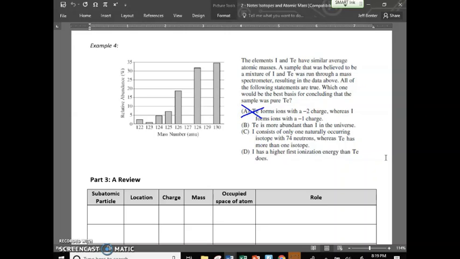B, tellurium is more abundant than iodine in the universe. Again, could be a true statement. I guess it is. But that doesn't explain why there's no iodine in this particular sample. Right? So let's cross out B.